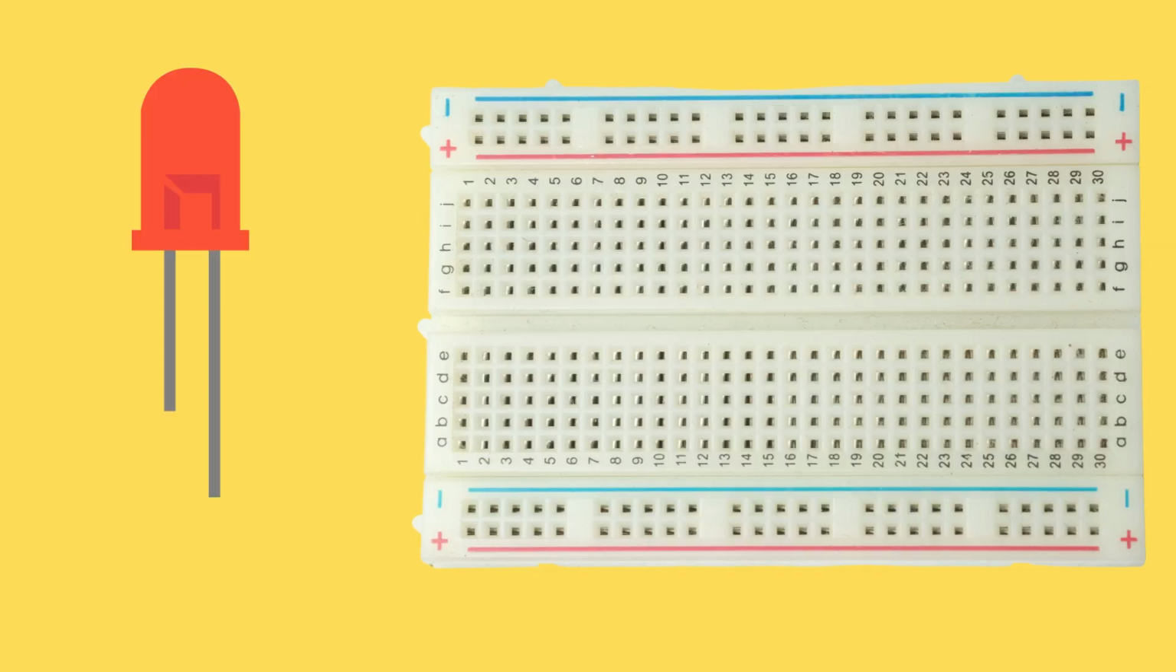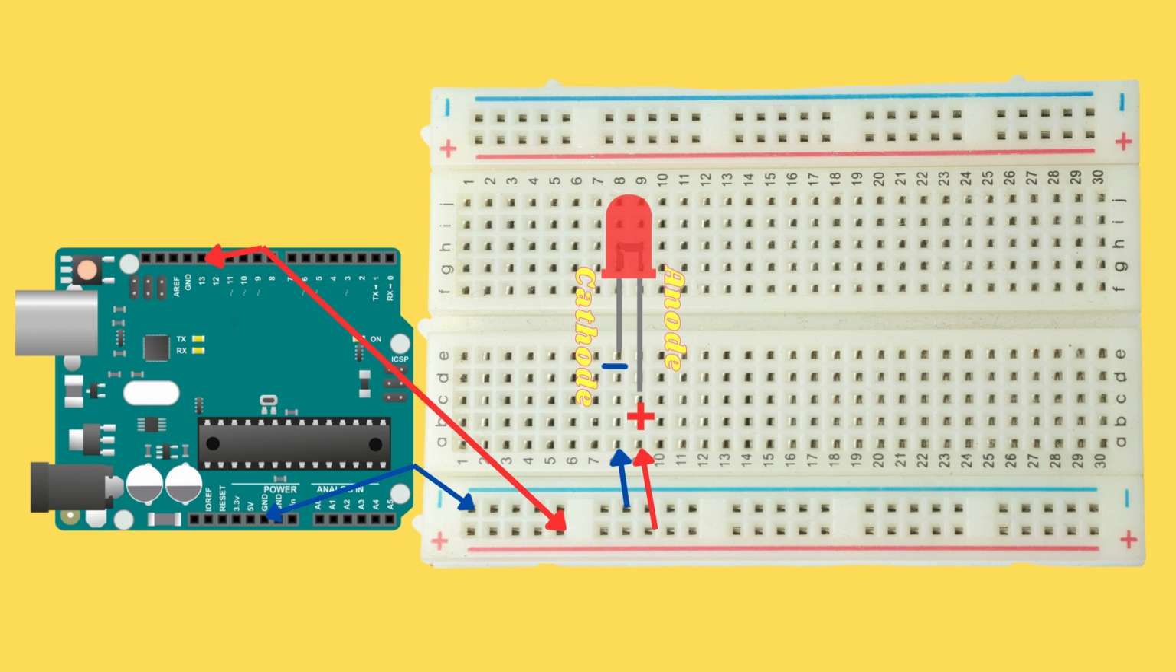Next, we need to connect the LED to the board. Let's start by placing the LED on the breadboard. The long leg of the LED is the positive leg or anode, and the short leg is the negative leg or cathode. Connect the positive leg of the LED to digital pin 13 on the Arduino board using a jumper wire. Connect the negative leg to the ground rail on the breadboard using another jumper wire.